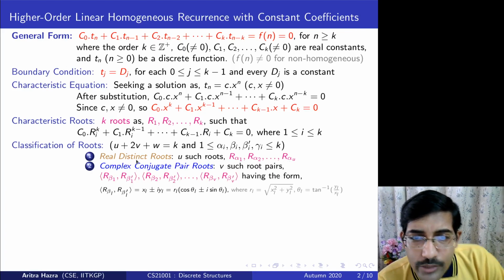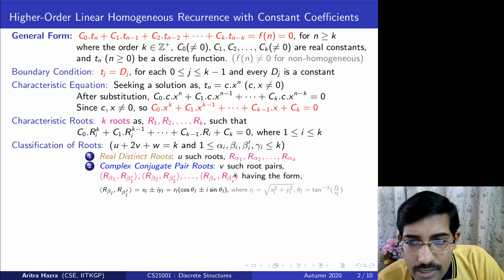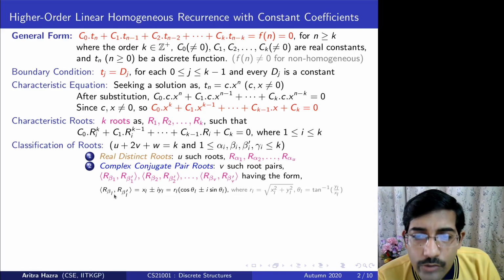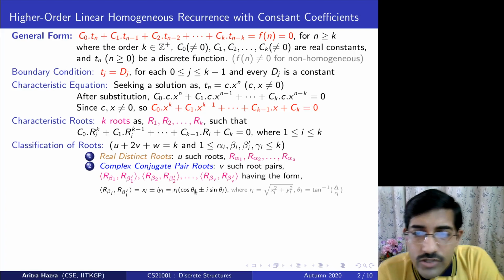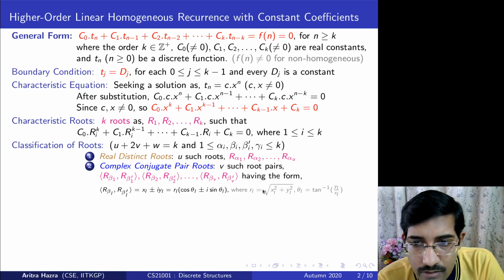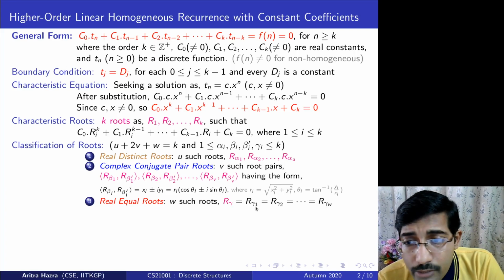Complex conjugate pairs, there could be exactly v number of such. So I have r beta 1 as x plus iy and r beta 1 dash as x minus iy. Similarly, there are v such pairs. In the r theta coordinate, I could express it using r cos theta plus minus i sin theta, and for each of them I just did this index. So these are my complex conjugate pair root expressions, and for the equal and real roots, we have a single particular value repeated w number of times.